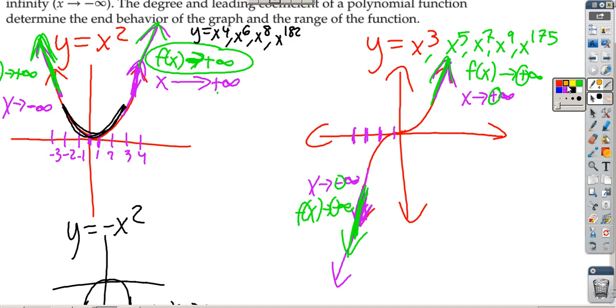Okay, what if you put a negative in front of it? So let's say we graph y equals negative x cubed. That just takes this part on the right and flips it over. And it takes this part on the left and flips it over.